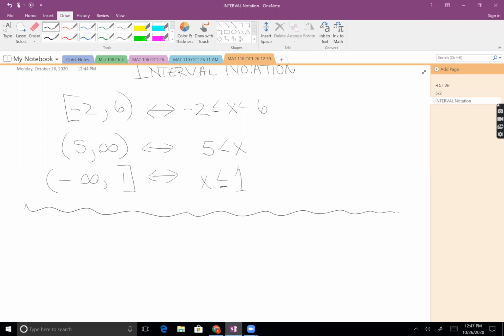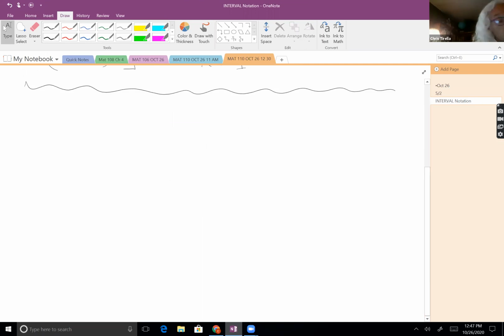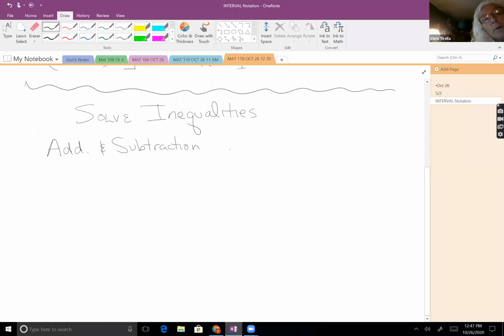Then if those are all right, I'm hoping that the next couple things that we look at are somewhat familiar territory. We're going to look at the laws of inequality that we're going to use to solve inequalities. The first rule that we're going to look at is the addition and subtraction property of inequality.